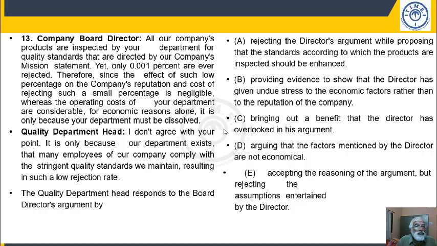Yet only 0.01% are ever rejected. Therefore, since the effect of such a low percentage on the company's reputation cost of rejecting is negligible, whereas the operating costs of your department are considerable, for economic reasons alone, it is only because your department must be dissolved. In other words, we have you to check quality, but you reject only 0.01%, which means our quality must be great. So why do we really need you?